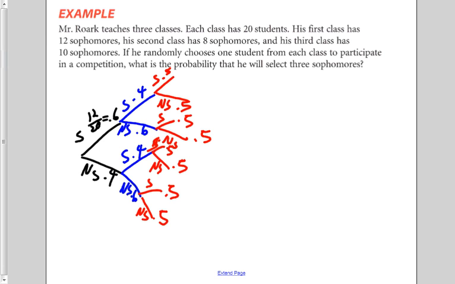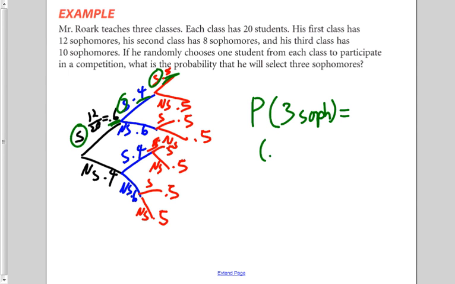Now, I want the probability of 3 sophomores. This equals, well, I need to choose a sophomore, and a sophomore. So there's only one favorable outcome. Now I need to look at the probability associated with each. So this will be 0.6 times 0.4 multiplied by 0.5 or 1.2.